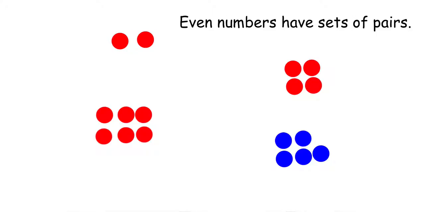Even numbers have sets of pairs. In other words, these two dots right here have a partner. These dots all have a partner. These dots all have a partner. And you can see these dots here, well, they do, but this one does not have a partner. So this particular number of dots would not be an even number.